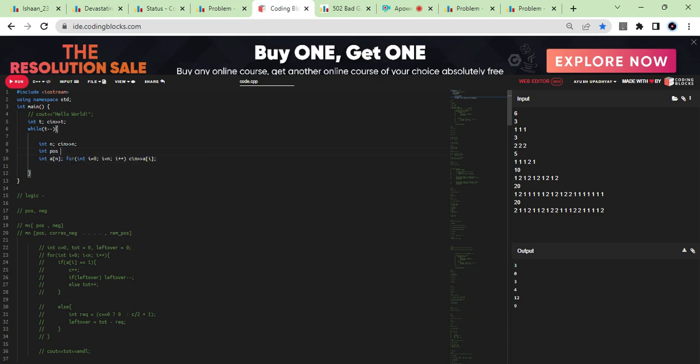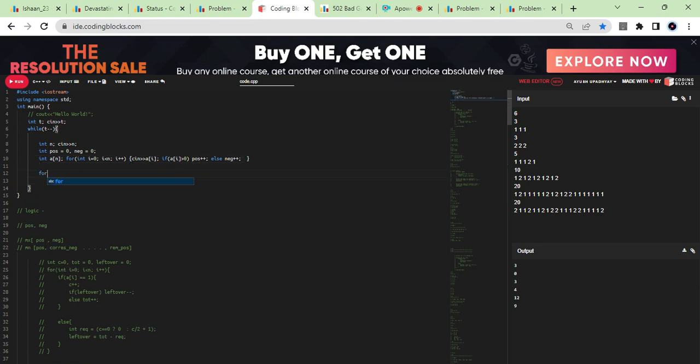So int pos is equal to 0 and neg is equal to 0. If a of i is greater than 0, I would say pos plus plus, else I would say neg plus plus, right? So positive elements, negative elements, then you have iteration, just printing the answer.